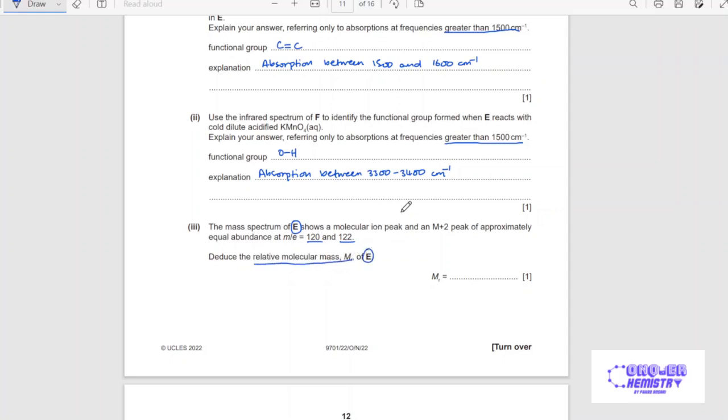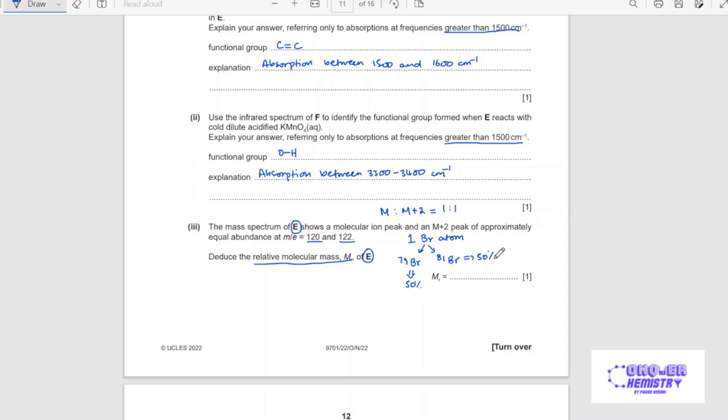Now here's the thing. If you have an M peak and an M+2 peak, and the ratio of their heights, or relative abundances, is 1 to 1, they have an equal relative or percentage abundance, then that means that you have a halogen atom, and that means you have one bromine atom. The reason is that you have two isotopes of bromine. There is bromine 79 and bromine 81. And both of them have a roughly equal abundance of 50% each.